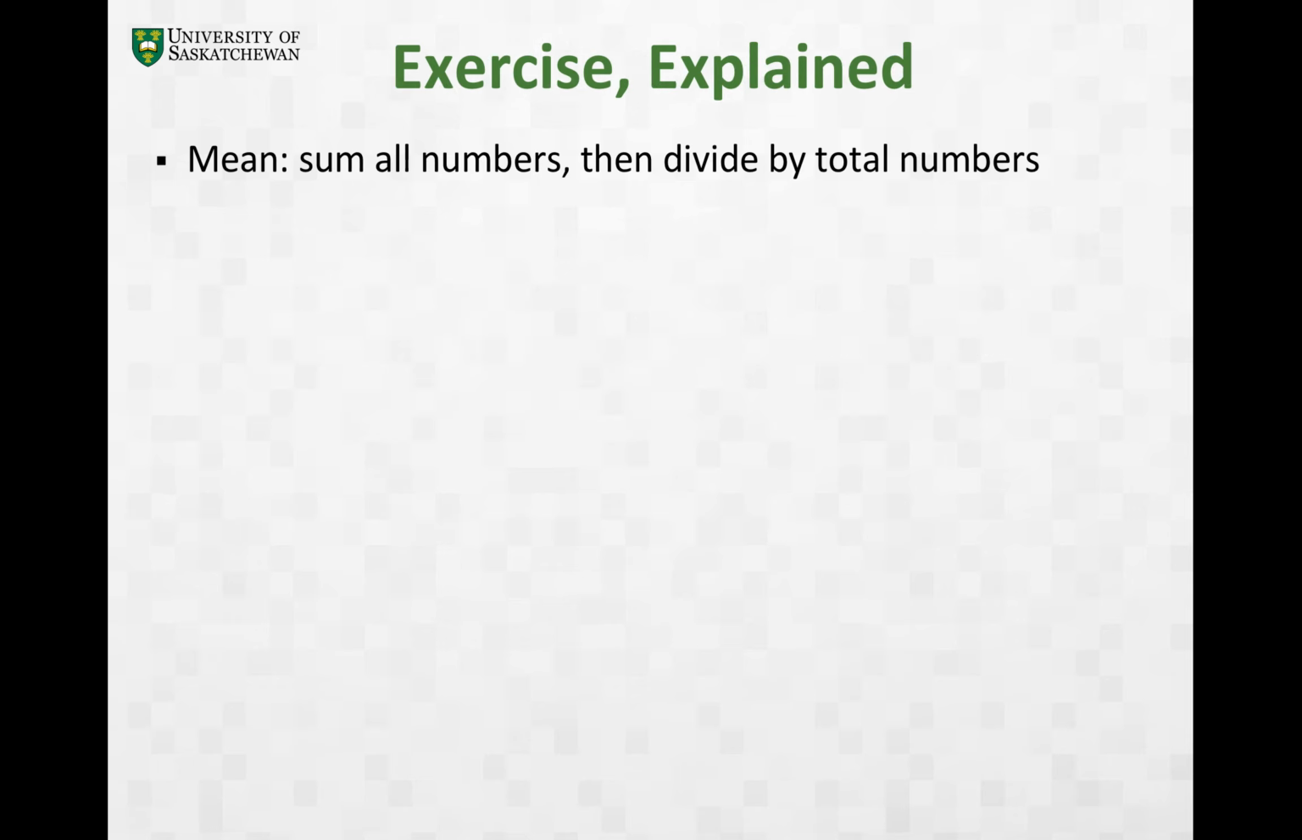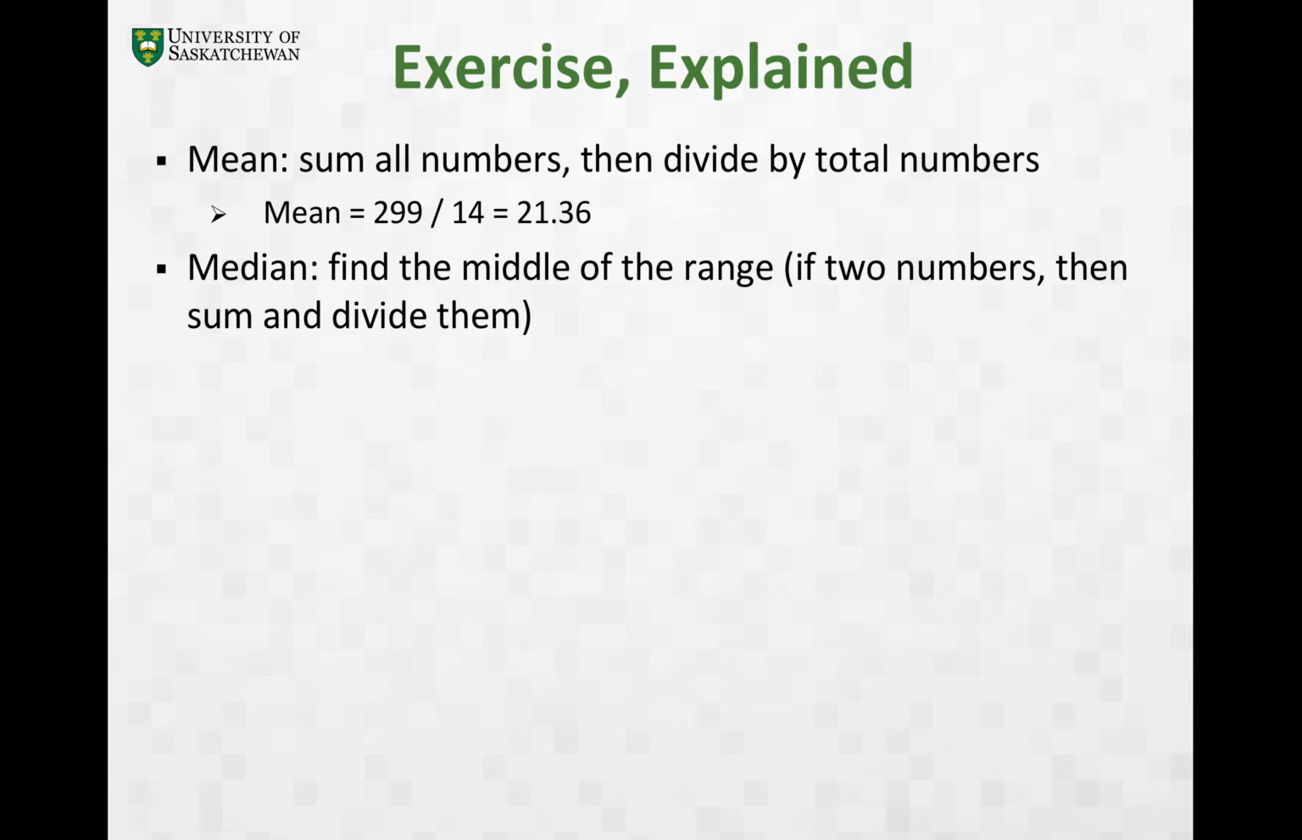So the mean: how we would calculate that is first we sum all the numbers, and then divide by the total number of values, because the mean is the average. If we sum everything, we come up with 299 divided by 14. That gives us a mean age of 21.36. So what would be the median? The median is the middle of the range, and if there are two numbers in the middle, then we sum and divide them, right?